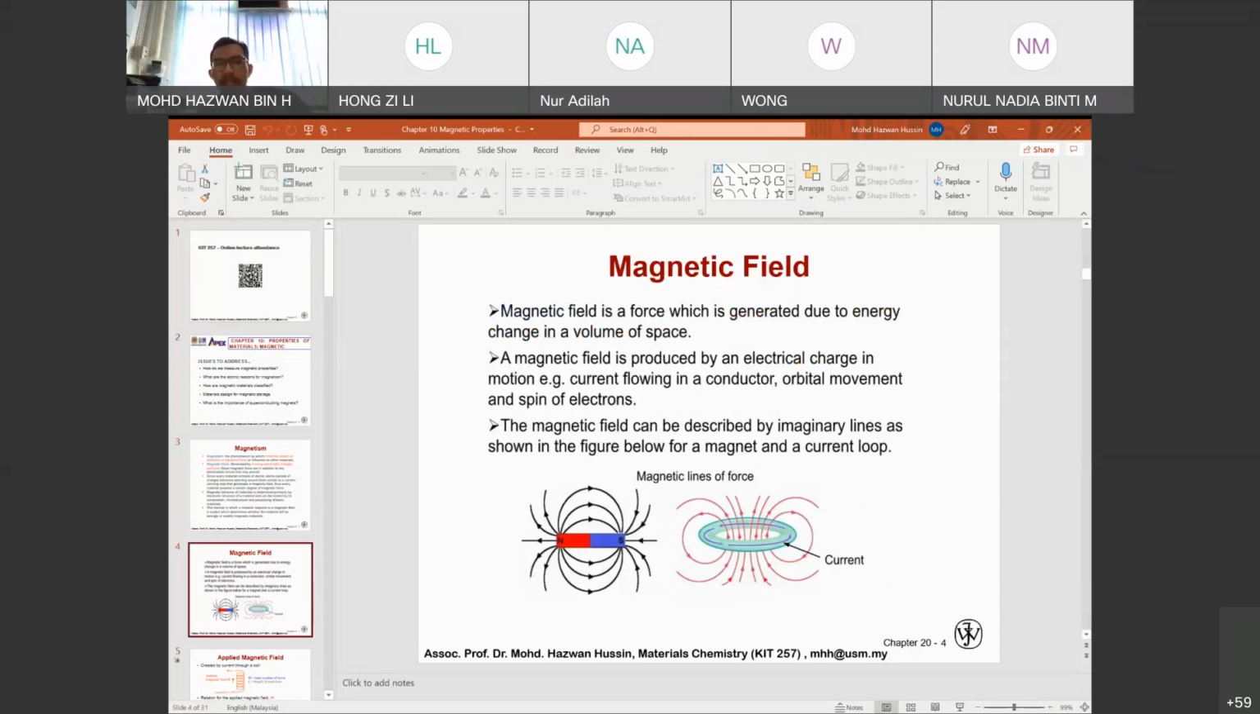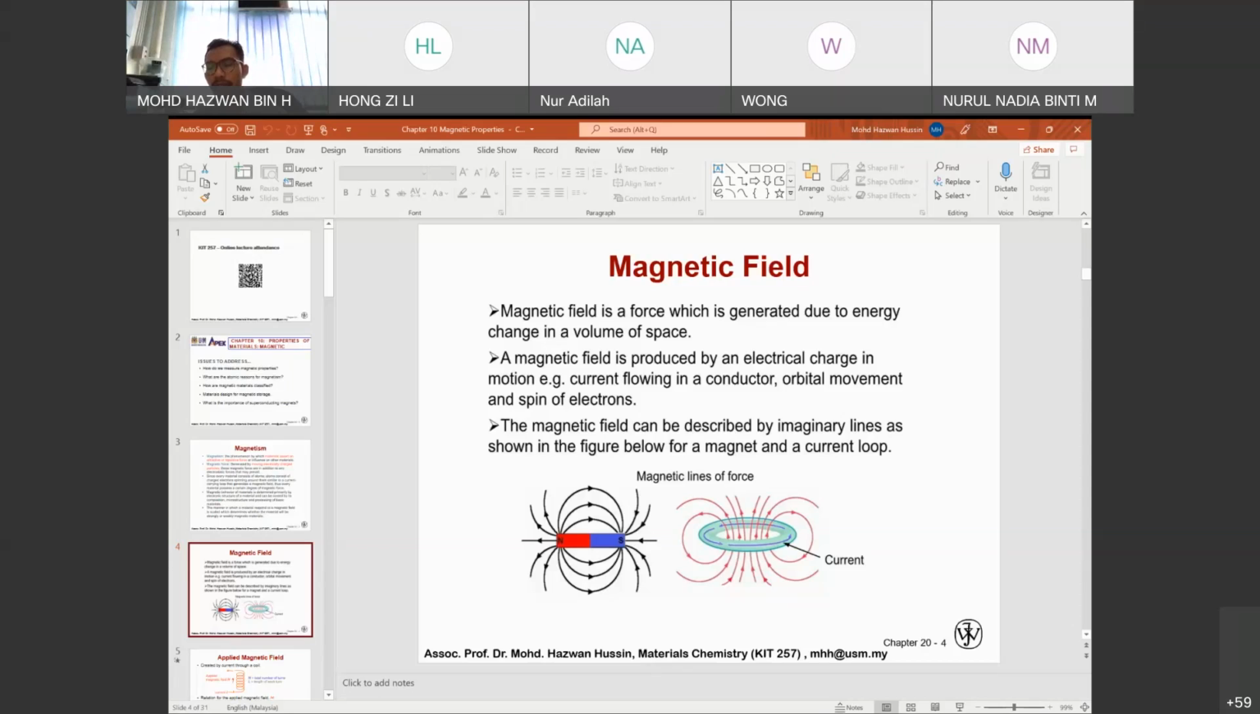So as I said earlier, a magnetic field is a force which is generated due to the energy change in the volume of space. A magnetic field is produced by electrically charged particles in motion, for example a current flowing in conductors, so the orbital movement and spinning of electrons will produce it. And a magnetic field can be described by imaginary lines as shown in the figure below for a magnet and a current loop.